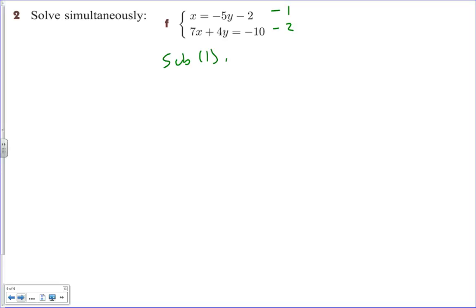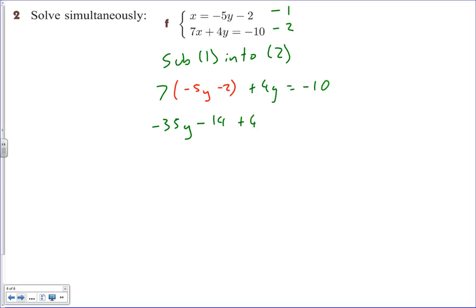Sub 1 into 2. So we have 7 bracket negative 5y take 2 close bracket, plus 4y equals negative 10. So 7 5s are 35, negative 35y, take 14 plus 4y equals negative 10. So it's going to be negative 31y equals 4. So y equals negative 4 over 31.